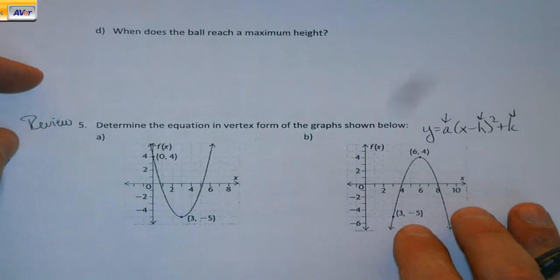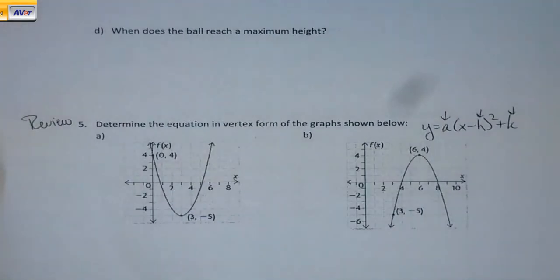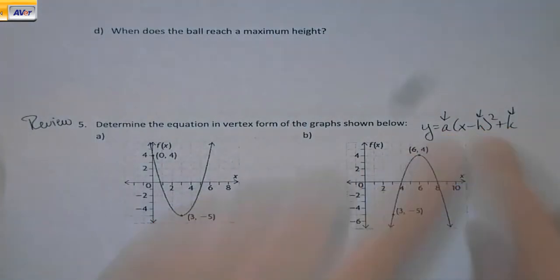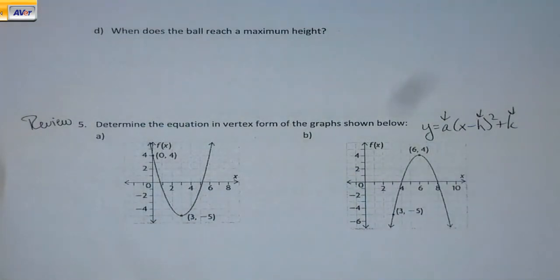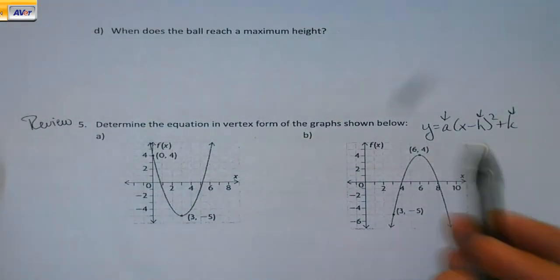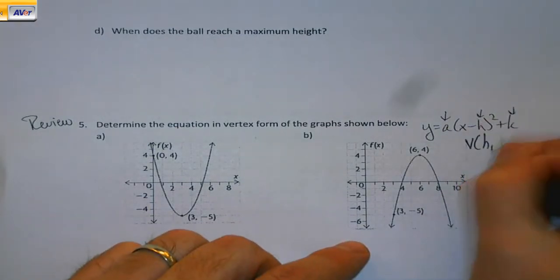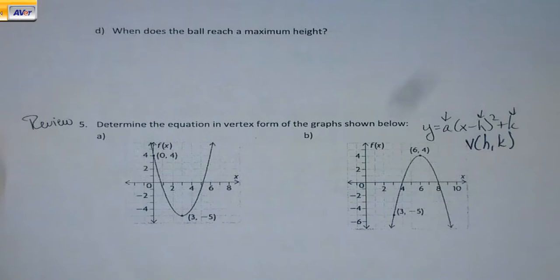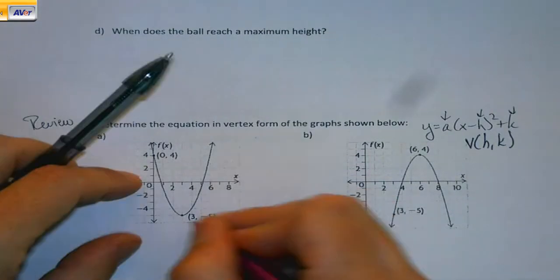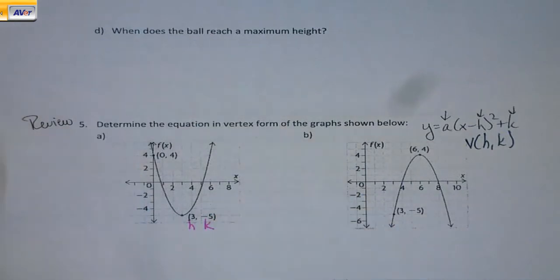It says determine the equation in vertex form of the graph shown below. So to do this, I even made a note here. We need to know what A, H, and K are, but we know that H and K come from my vertex. So I have that already. There's my H and K. So the only thing I really got to figure out is A, which is my, remember, air quote, slope.